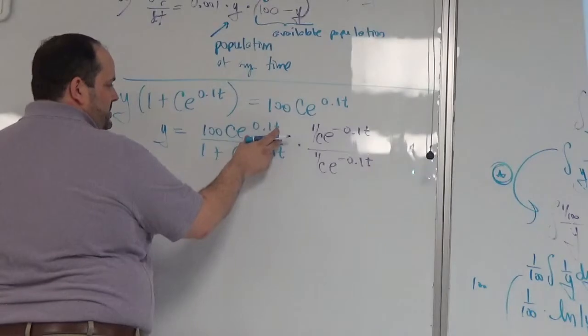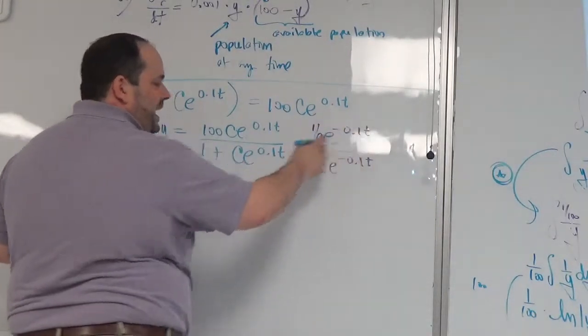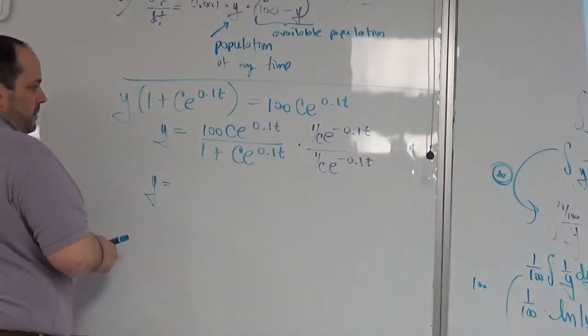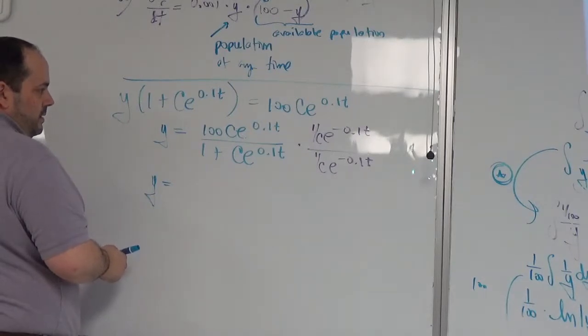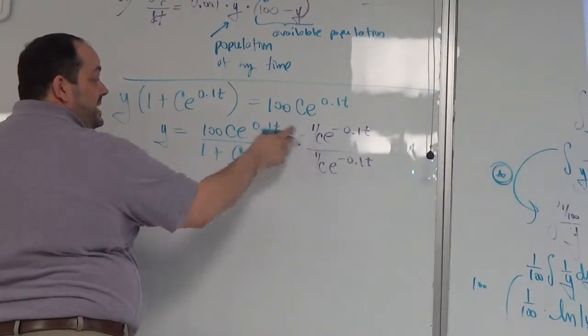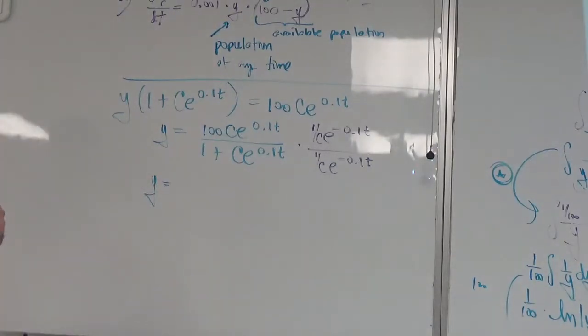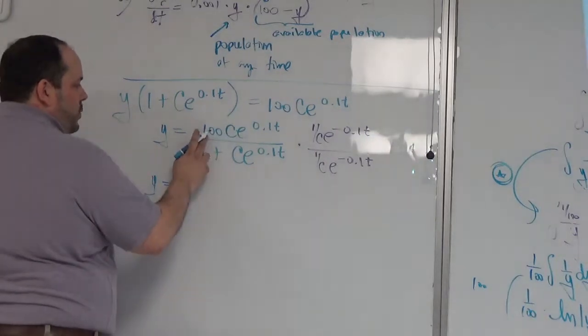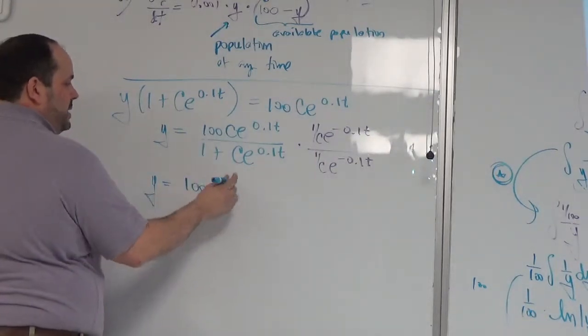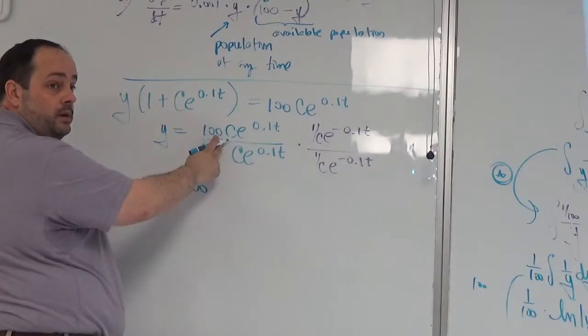100 c times this times 1 over c e to the negative of that. Can't 1 over c and c cancel out? C times 1 over c. I want to be careful with this canceling. C times 1 over c is really 1. Oh, right? So I've got 100. C times 1 over c is 1.